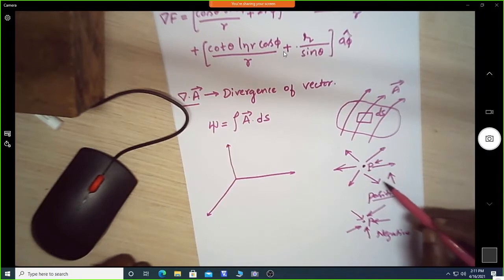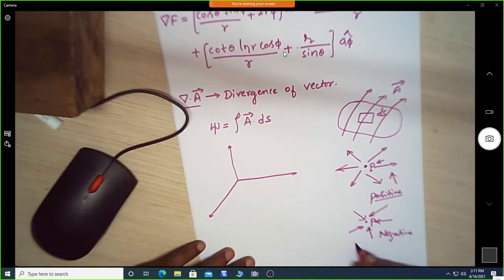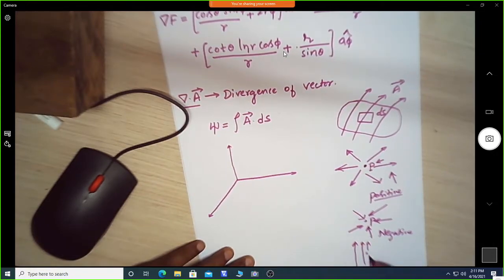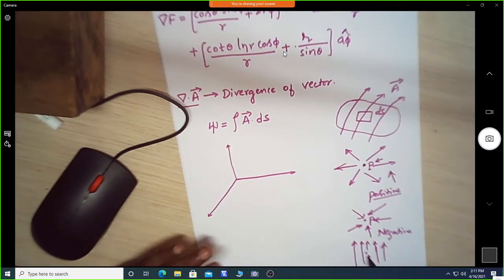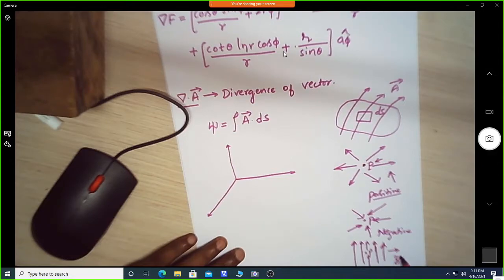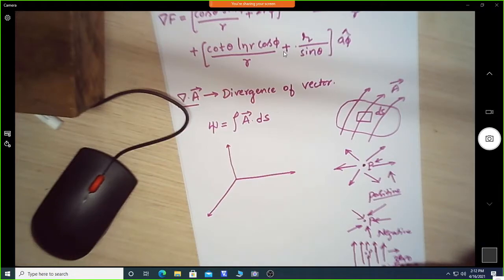So this is positive divergence and this is negative divergence, and if there is no change in the vector about this point P, if there is no change in the vector direction about point P, then we can call it zero divergence or no divergence. Okay, is it understood now? This is positive divergence, this is negative divergence, and this is zero divergence.